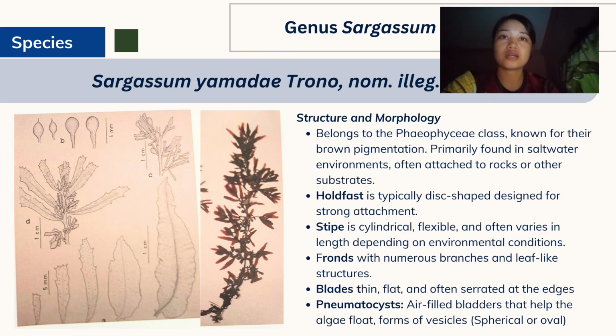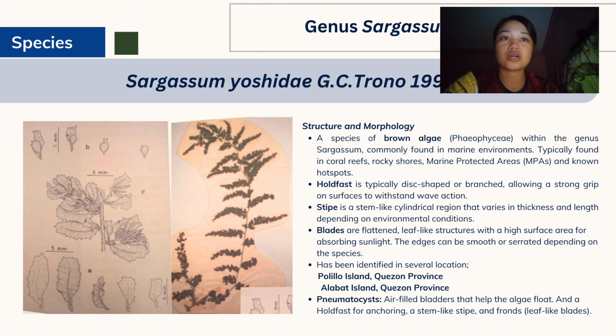Next is the Sargassum yoshidae. These are a species of brown algae within the genus of Sargassum, and it is commonly found in the marine environments, typically in the coral reefs, rocky shores, marine protected areas, and known hotspots. Its holdfast is typically disc-shaped, allowing for strong grip on surfaces to withstand wave action.